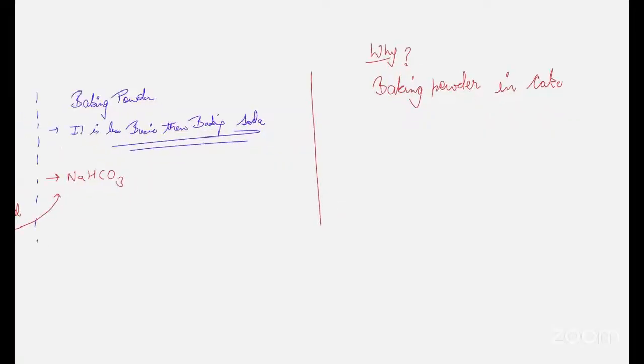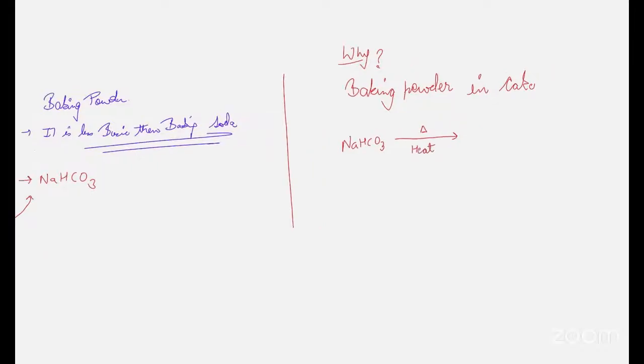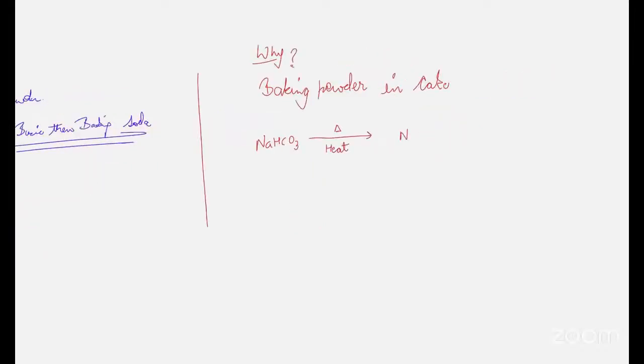See, baking powder and baking soda both have the same formula. When you put a cake or anything, you have to heat that thing. This is a sign of heat. Everyone, please pay attention. Then you know what will happen: Na2CO3 plus carbon dioxide gas plus H2O will be there.